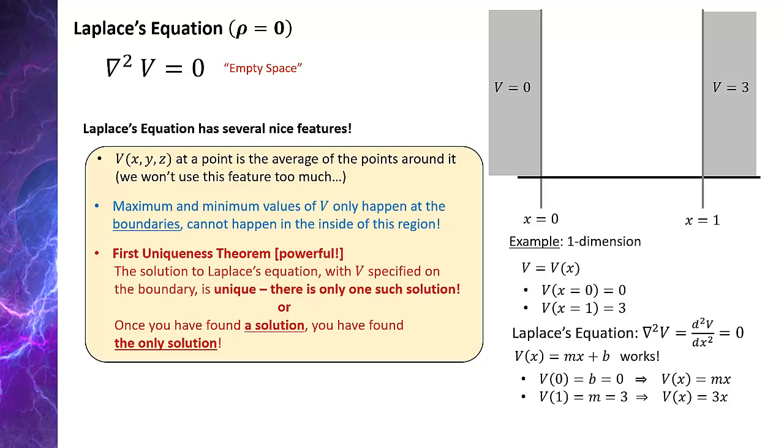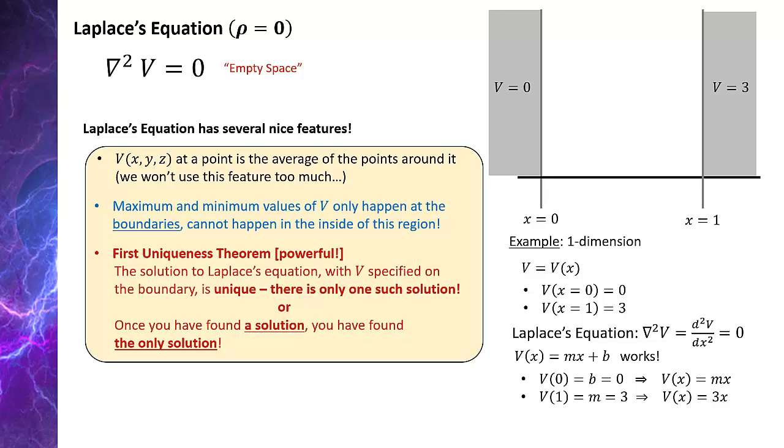Let me see if this can satisfy my boundary conditions. If I plug in x equal to 0 in my guess here, then all I get is b. And at x equal to 0, I should have 0. So that must mean that b is equal to 0, and my electric potential now becomes mx. I still don't know what m is, so I'm going to use the other boundary condition to determine that.